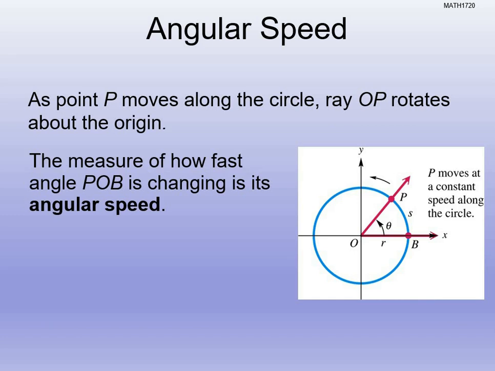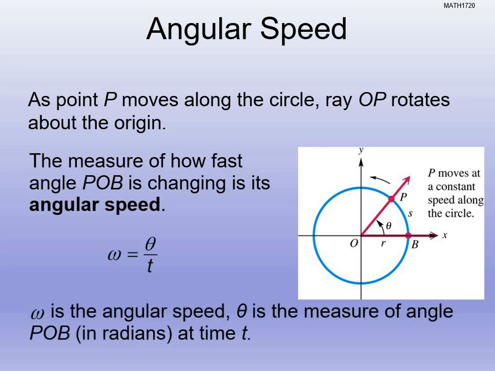So as point P moves along that circle, right, that ray OP rotates. I really just want you to think about a clock hand rotating around. That's really all we're kind of keeping track of, right? The arrow at the end of an hour hand or a second hand or a minute hand doing the same thing. Okay, we want to keep track of the theta. The theta is the angle, and the angular speed is how fast it's going. Whenever we talk about angular speed, we're talking about omega. Okay, so omega is our angular speed.